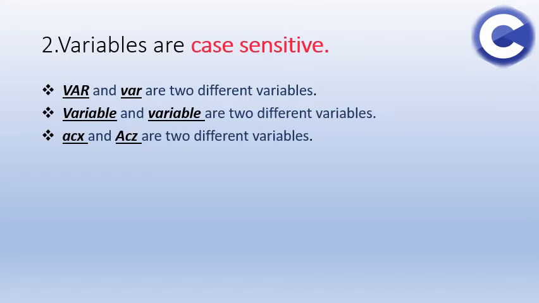In this it is clearly given that VAR, which is in uppercase, and here the VAR, which is in lowercase, they both are 2 different variables, not the same. Here Variable and variable, just look, only the first character here is uppercase and here is lowercase, still they are 2 different variables. Here ACX and ACZ, they are also 2 different variables.